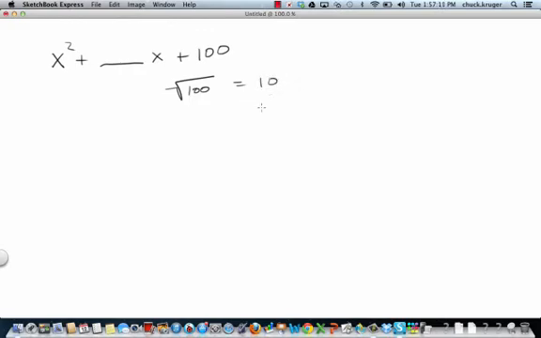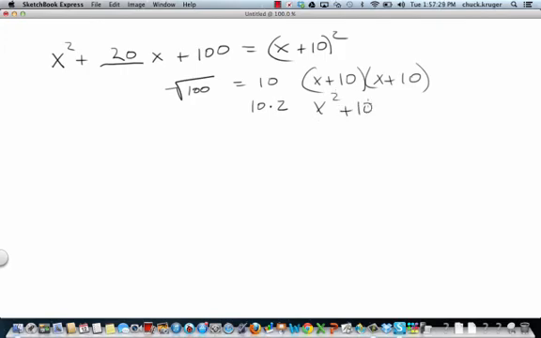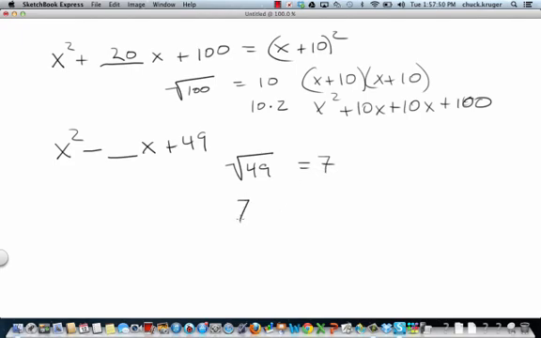And I have to multiply 10 by 2. So I'm going to get 20 here. So this is equal to (x + 10), the quantity squared. Let me check. That means (x + 10) times (x + 10). And I get x² + 10x + 10x + 100. And lo and behold, there's my trinomial square. Let me try this one. x² − blank x + 49. Well, the square root of 49 is equal to 7. I take 7, I multiply it by 2, and I get 14. So 14 goes in here. All right? Okay. That's the first part on completing the square.